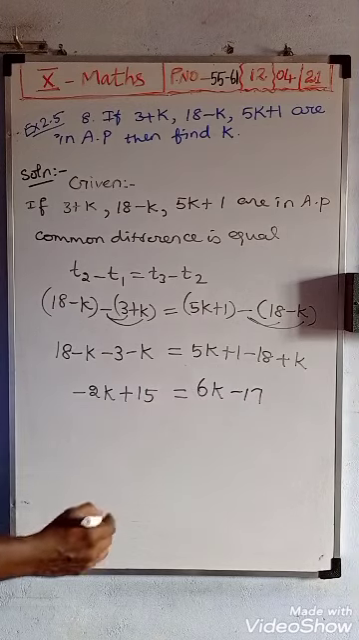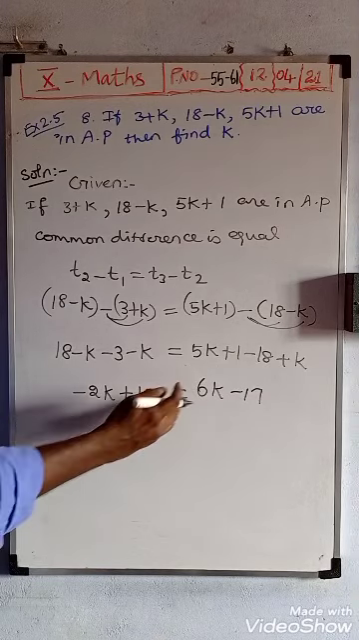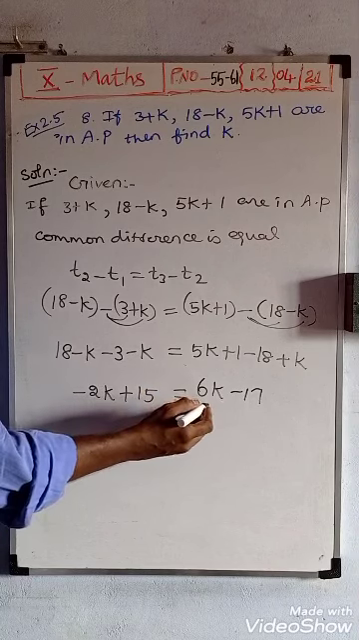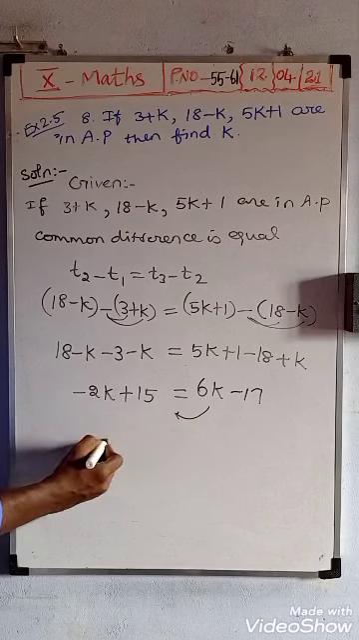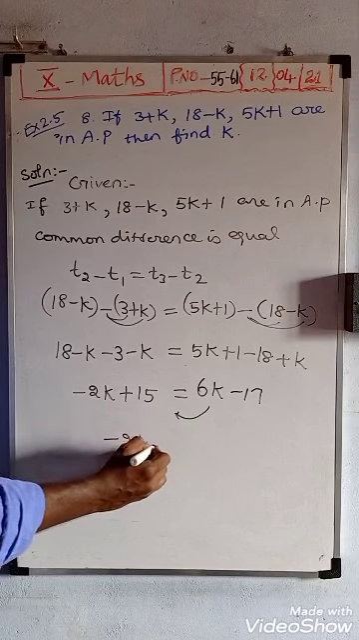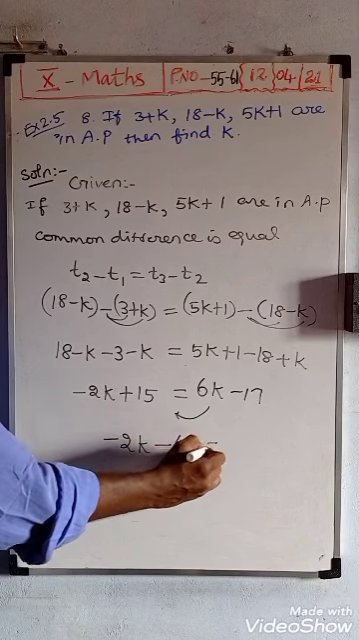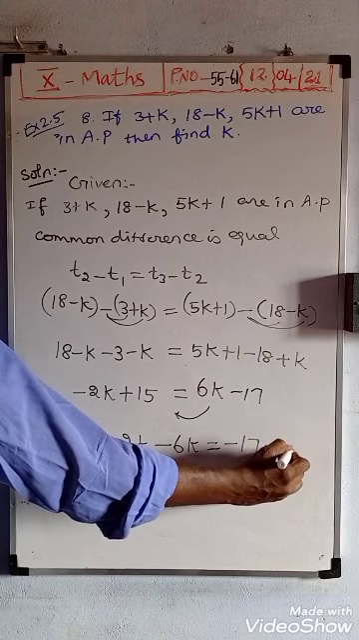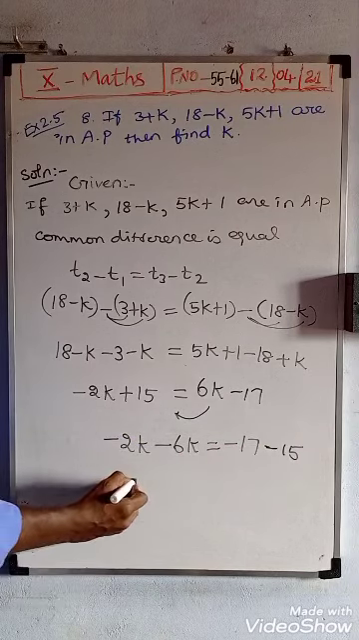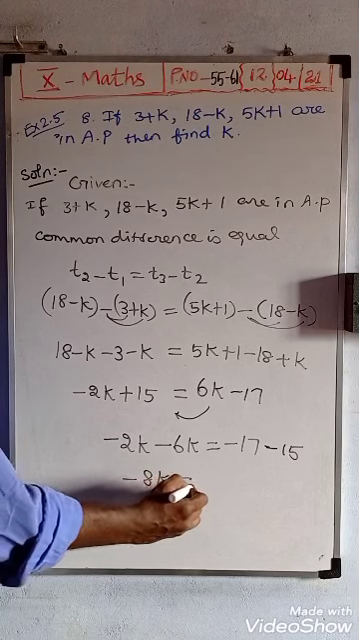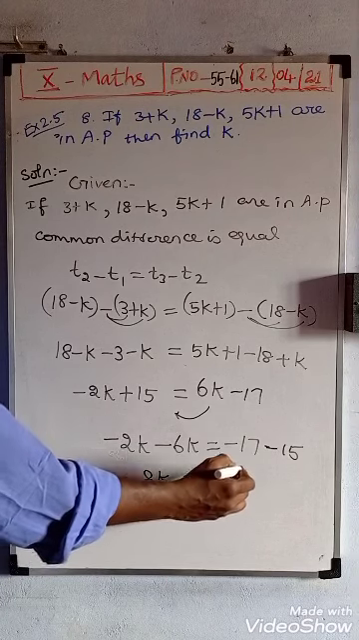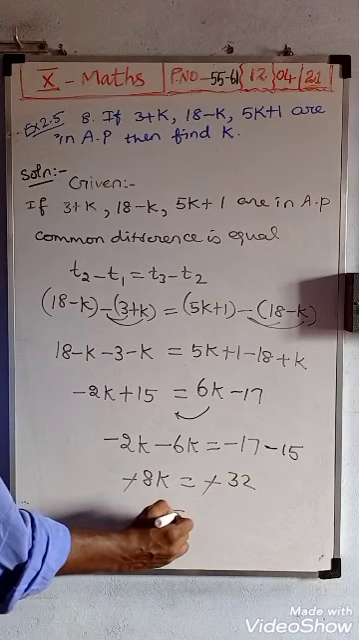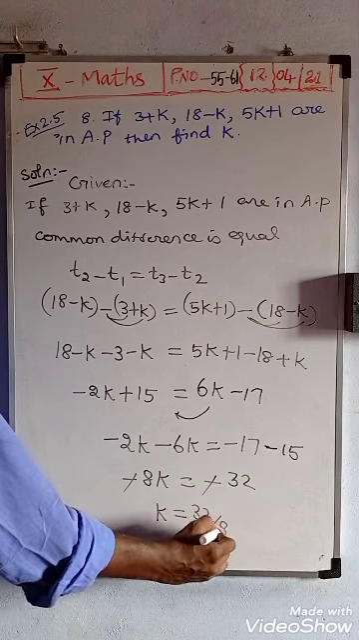Okay, next k on the left hand side and the constants on the right hand side. Then plus 6k this side comes minus 6k. Already minus 2k is there, so minus 8k is equal to minus 17 minus 15, that is minus 32. Now both side minus minus cancel, k is equal to 32 by 8.